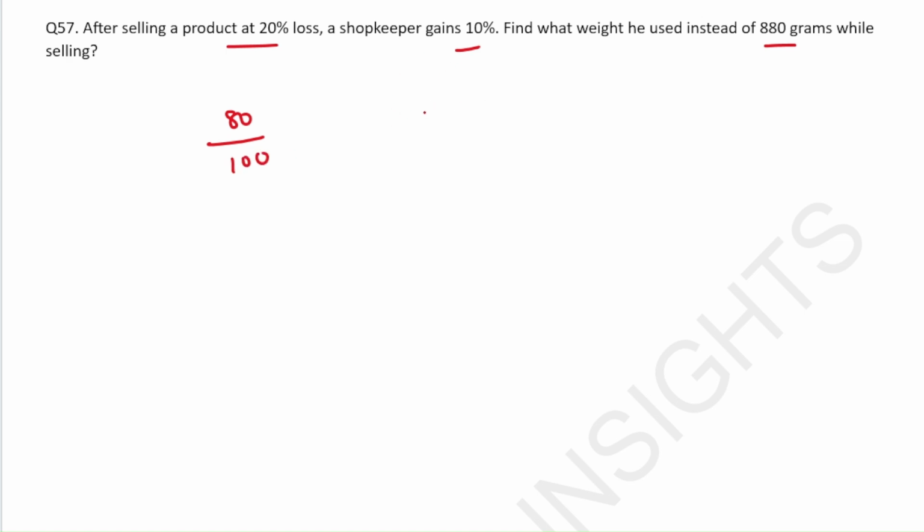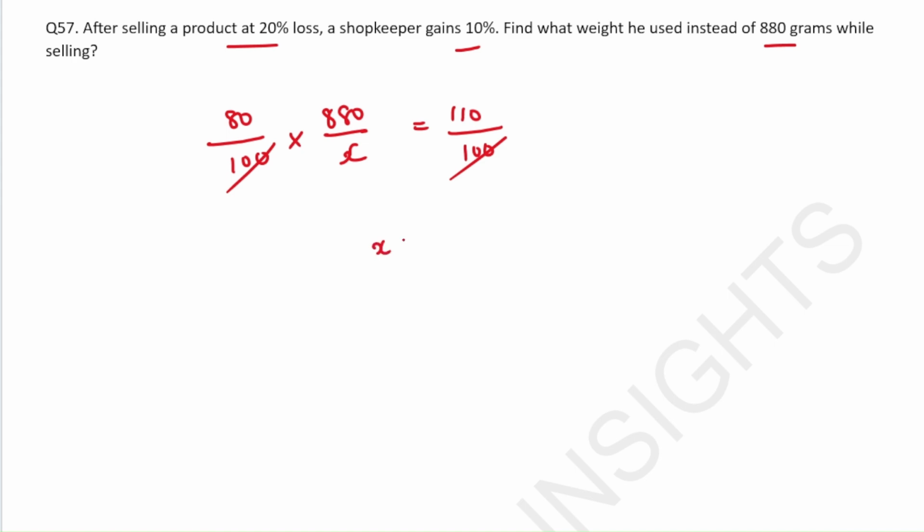The shopkeeper gains 10%. So 10% profit will be 110 divided by 100, right? Now 880 grams is the actual weight, but the seller used a false weight, so we have to find the false weight. If 880 gram is the actual weight, what is the false weight? We don't know the false weight. So this can be cancelled, 100 and 100 can be cancelled.